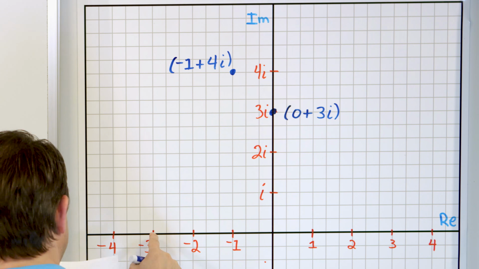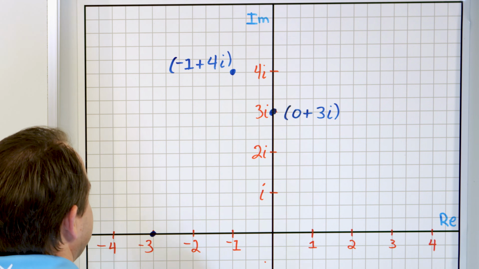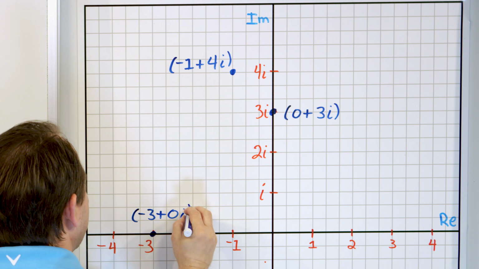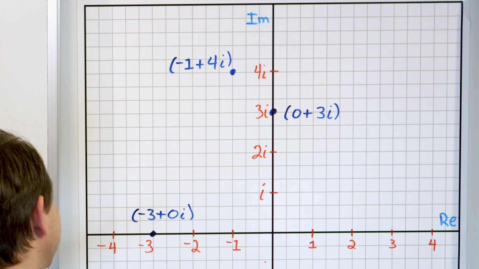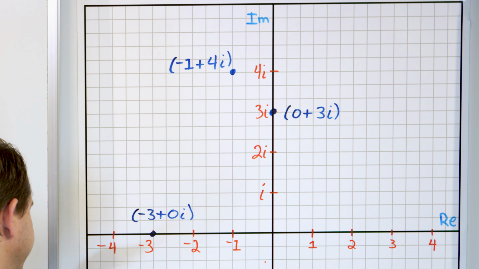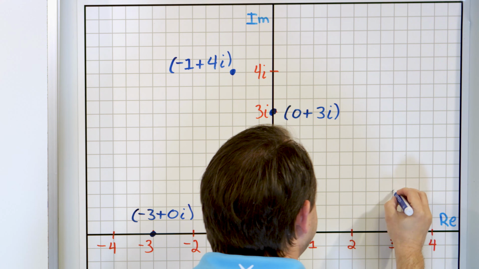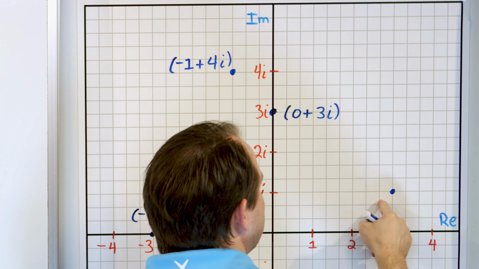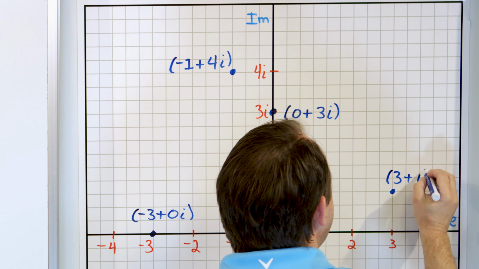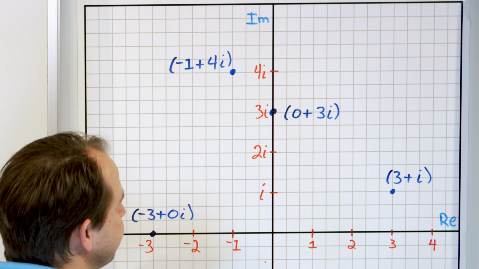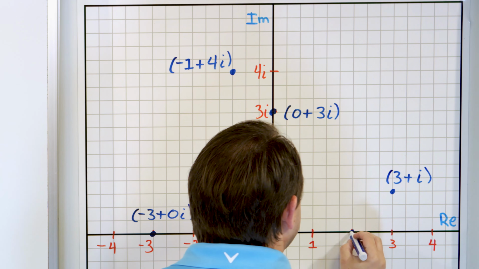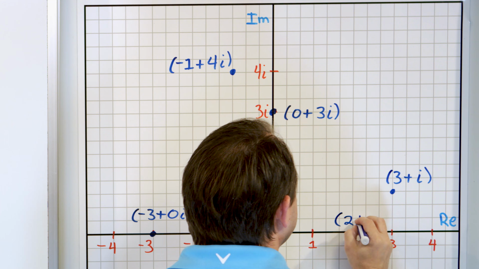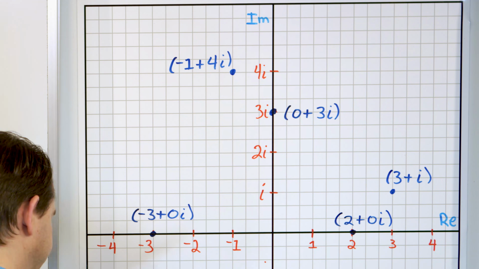So cranking right along, what would a number over here be? Let's go ahead and do a dot right here. The real part is -3. But the imaginary part is actually 0, because there is no imaginary part, since it's living right there on the axis. So this is -3 plus 0i. What would this point right here be? Well, it's got a real part of 3, and it's got an imaginary part of just a positive 1i. So this is going to be 3 plus i, or 3 plus 1i, however you want to look at it. What about this one on the axis down here? Well, it's got a real part of 2, and it doesn't have any imaginary part at all. So this is going to be 2 plus 0i. That's what that's equal to.